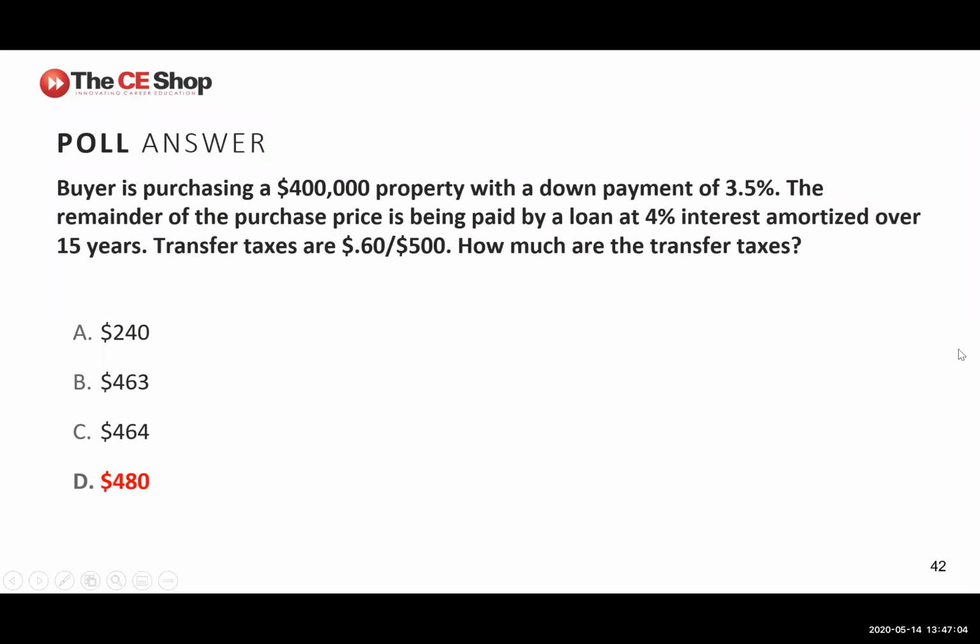Correct answer was the one that wasn't showing up there originally, $480 for D. How did we come up with that one? Well, first we got to find out how many units of $500 exist in that. If you're talking about a $400,000 property, divided by 500, you've got 800 of those. So 800 times 60 cents. The loan interest rate doesn't matter what it was. The down payment doesn't matter. All that matters was your starting price and what your tax rate was.